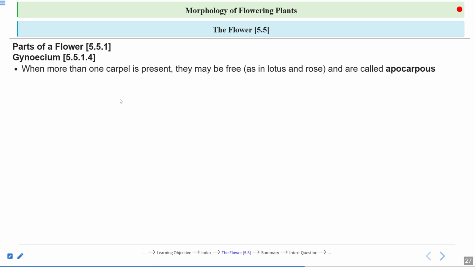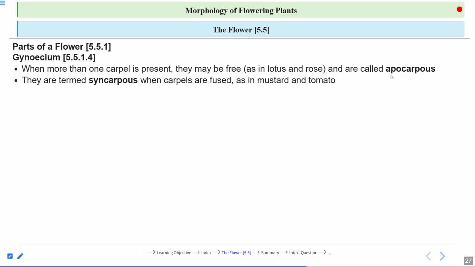Now when more than one carpel is present, they may be free, as in the case of lotus and rose. That is called the apocarpous condition. You see the lotus. Have you seen the lotus female reproductive organ? You get the seeds also, and those seeds are edible. You can eat that lotus seed, right? They are all free. They are not united. All the carpels are free, not united. That condition is called apocarpous, right?